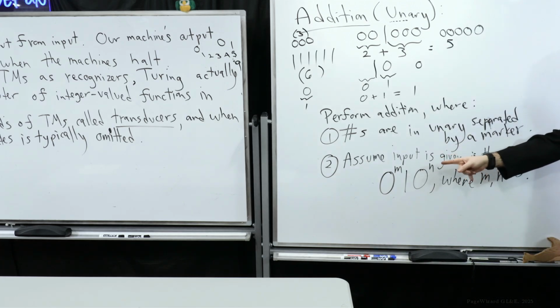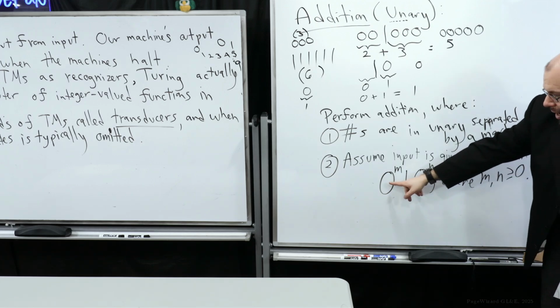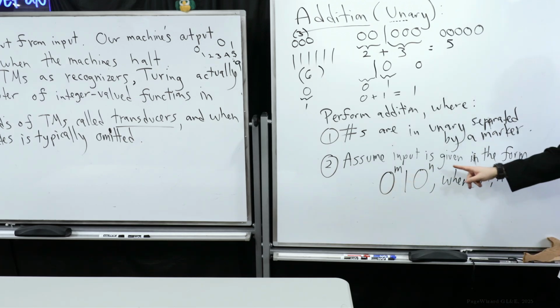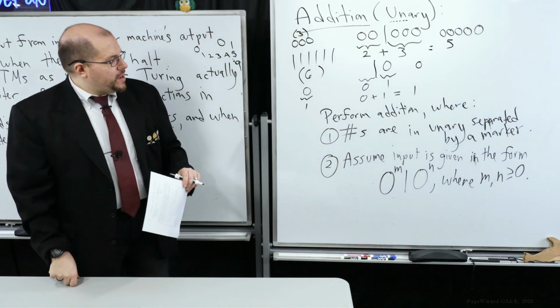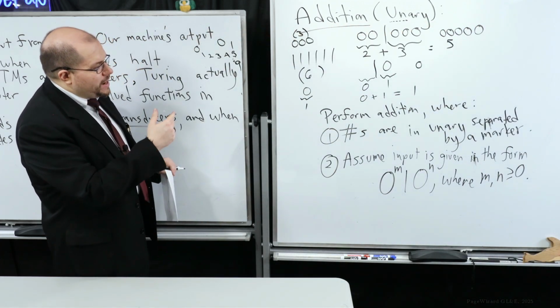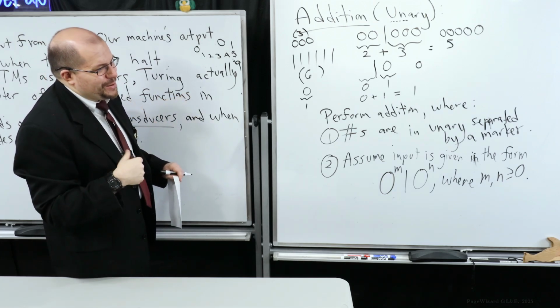If you're not familiar with this notation, the exponent says repeat what is written there that many times. For example, if m is 2, this says write 2 zeros. If this is 3, this says write 3 zeros. Keep in mind that if the exponent is 0, then it's just the empty string, because I wrote no zeros.